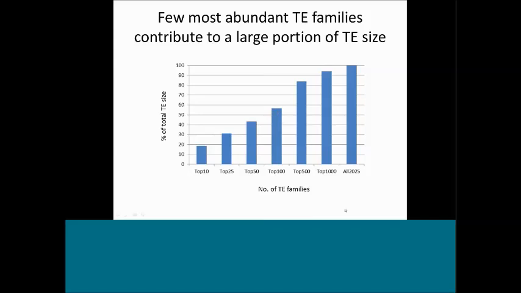And if you look at the least abundant 1,000 families, they only contributed 6% of the total repeat size. So this tells us that if you have a time limitation and don't want to work on all the repeats, you can just focus on the most abundant ones. Then you can get the majority of individual copies of them.